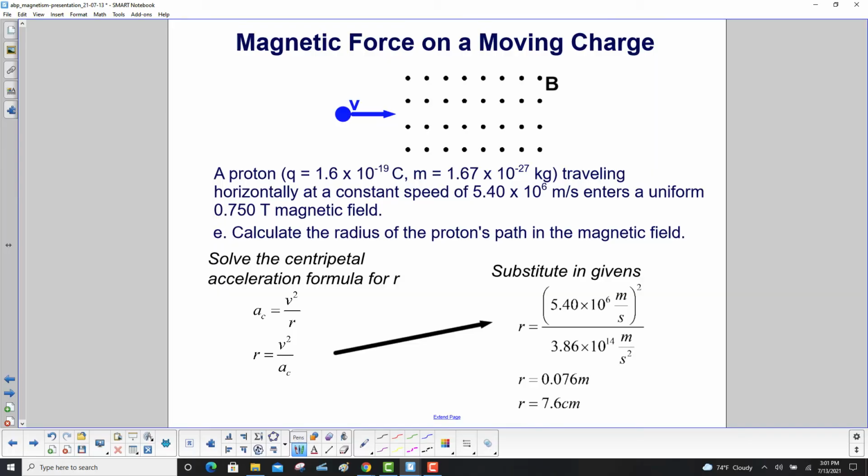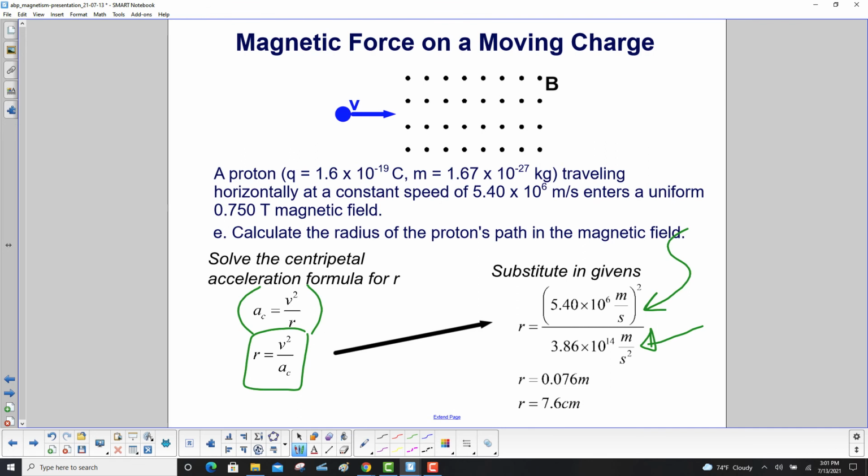And finally, calculate the radius of the proton's path in the magnetic field. We have our centripetal acceleration formula because we're in uniform circular motion here, and we solve that for r. So basically we just crisscross, multiply both sides by r, divide both sides by acceleration, and we get this. Now we have our given velocity, which does not change. The magnetic field will not change the velocity of that object, the proton, and we calculated the centripetal acceleration on a previous slide. So can you see how these different steps build on each other?